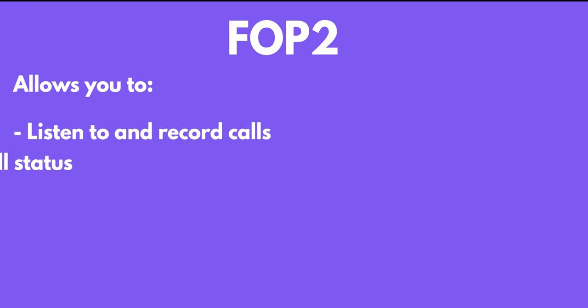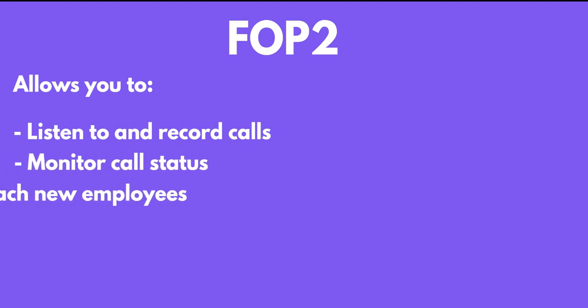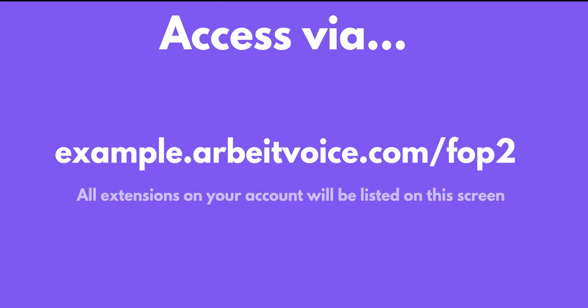FOP2 is a useful tool for managers to listen to and record calls, monitor call status, and coach new employees. This portal is accessed by going to the specific company URL that is set up with Arbeit Voice in the following format: example.arbeitvoice.com/FOP2. All extensions that are set up on your account will be listed on this screen.